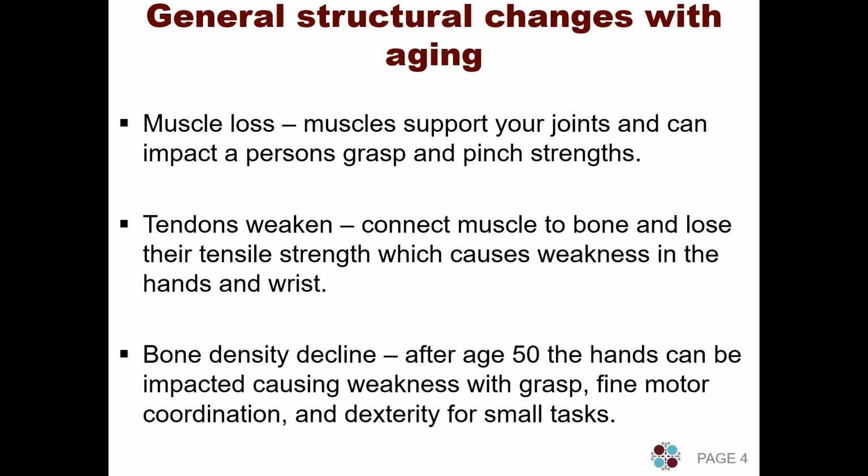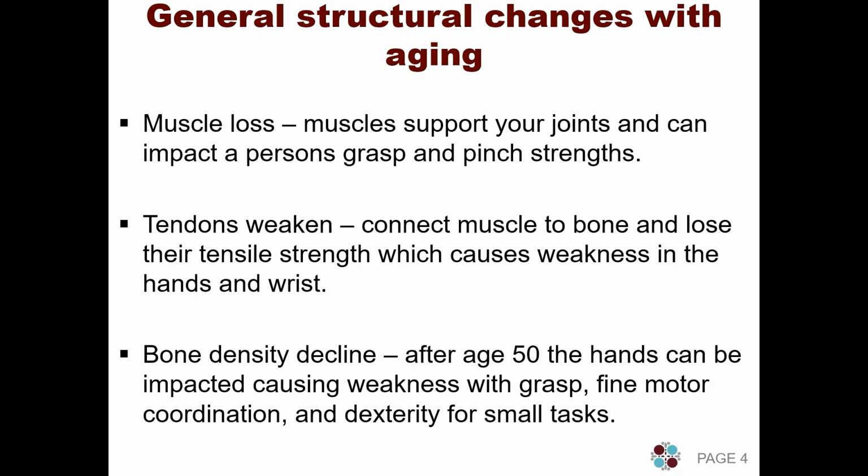General structural changes that occur within the hand as one gets older are specific to the musculoskeletal system, and they include muscle loss, tendons that weaken, and a decline in bone density. And these all contribute to hand dysfunction or decline as you get older.